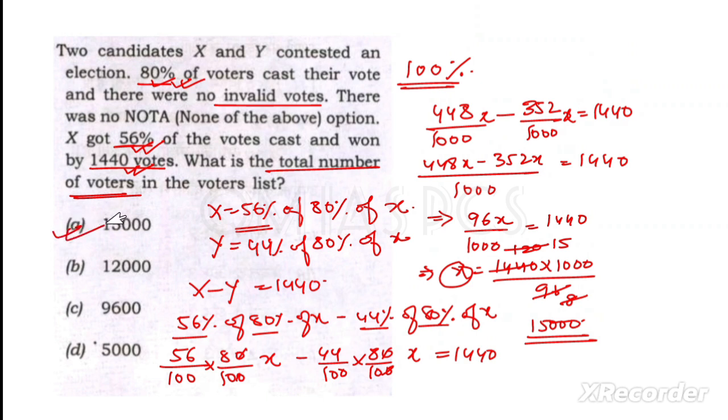So what we have done here is we have written the value of x in terms of percentage and the value of y in terms of percentage, and created an equation of x and y, that is x minus y equals 1440, whatever is given here. Just solve this and you will get the answer. Is it clear?